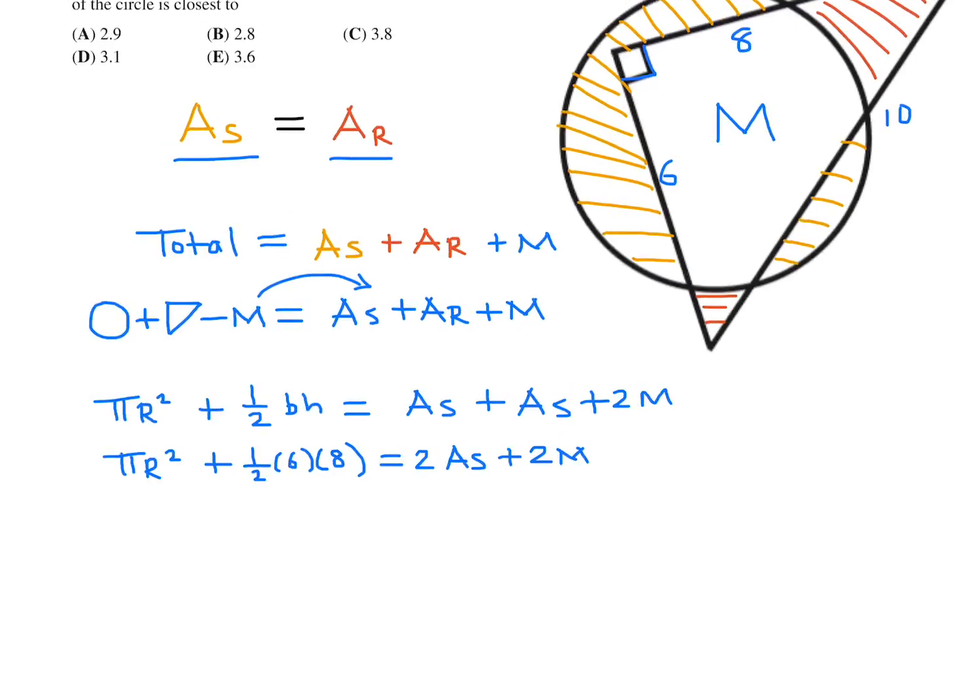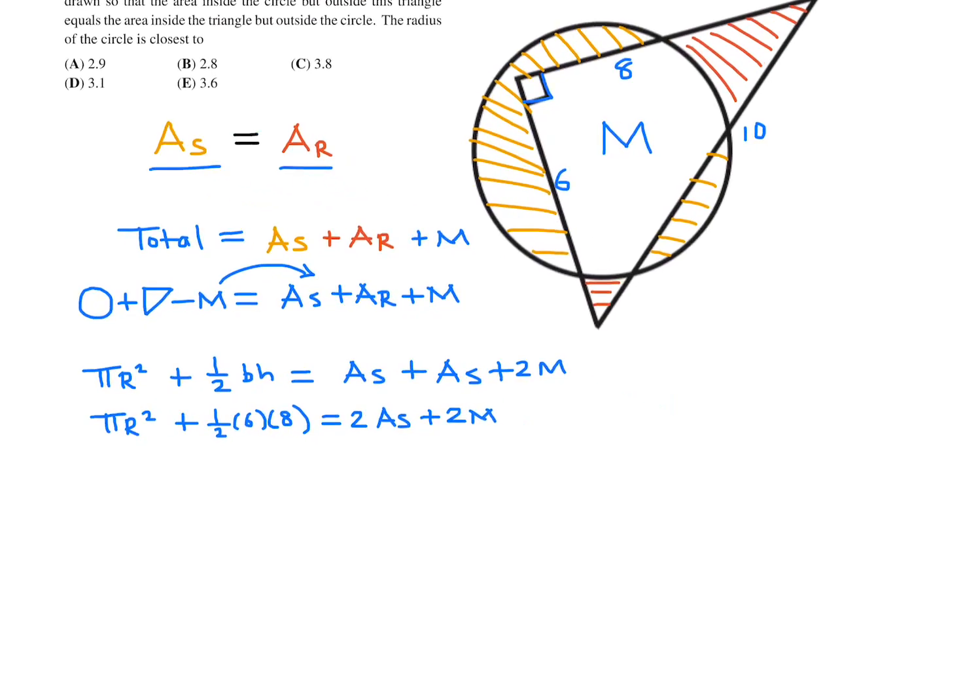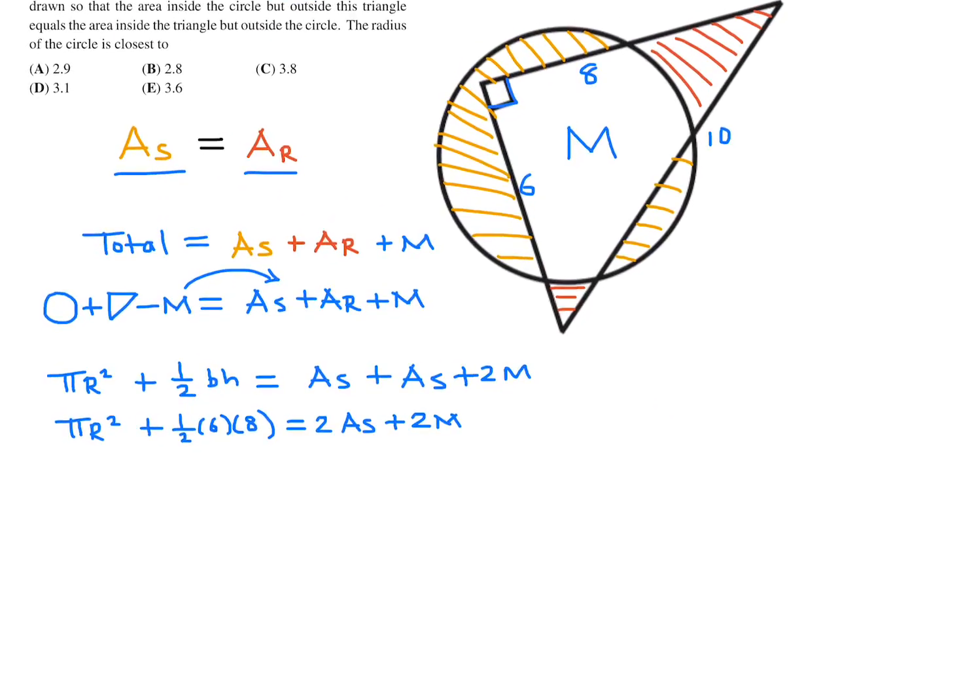And let's see here. Let's shrink this a bit because I'm going to need to. I like to keep the diagram in the same screen. So pi r squared. Let's see. The 6 divided by 2 is 3. 3 times 8 is 24. And then here I'm going to factor out the 2 and I get AS plus M. Now AS plus M. You tell me, what is that? Area of the shaded plus M.